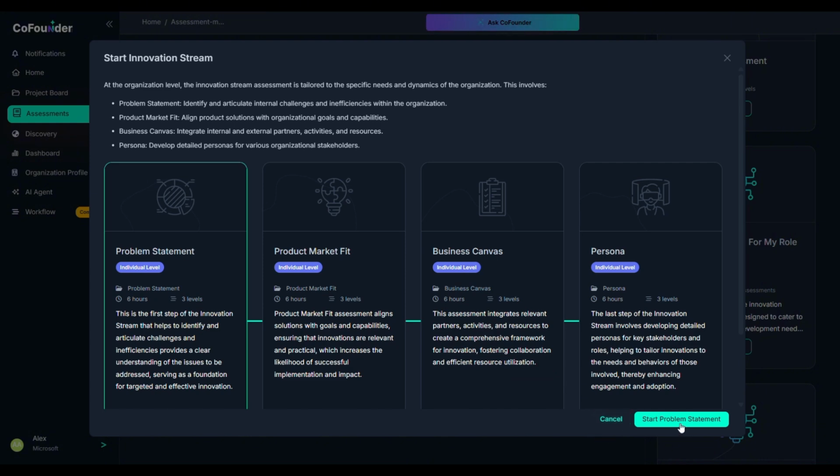alignment. What's powerful? Each step builds on the one before it. Every insight feeds the next, and all outputs are saved, editable, and ready to drive real implementation. Alex is ready. Let's begin by clicking Start Problem Statement.